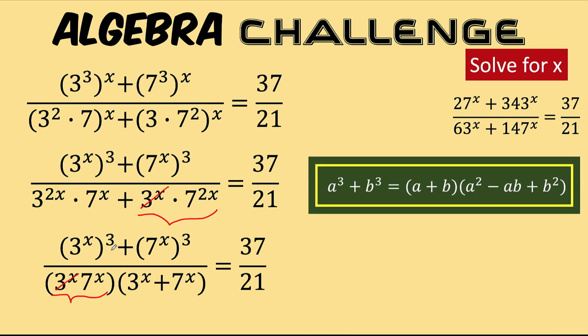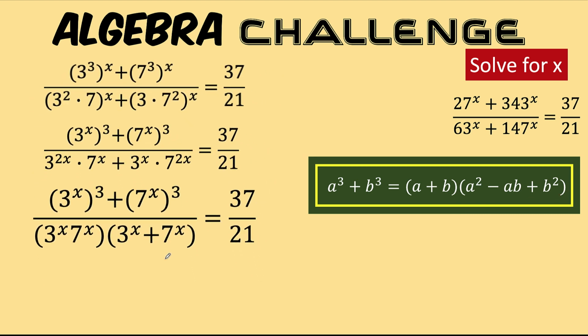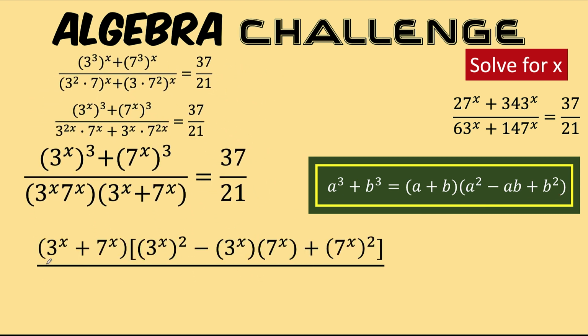Notice that the form of our numerator is similar to the sum of two cubes special product. Therefore, this numerator here can be written similar in form to the right side of this identity, where our a is 3 raised to x and our b is 7 raised to x. And so it will now look like this. We'll have a plus b, which is now this part, multiplied by the quantity a squared minus ab plus b squared, which is now this part. Notice that this is our a squared, this is ab, this is b squared, which is exactly following this formula. And of course, this is a plus b.